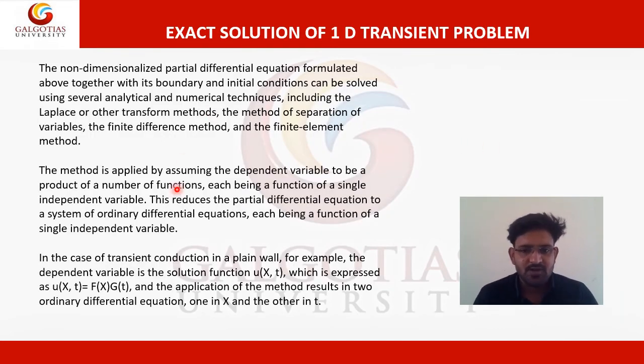The exact solution of the 1D transient problem. The non-dimensionalized partial differential equation formulated with its boundary and initial conditions can be solved using several analytical and numerical techniques, including the Laplace or other transform methods, the method of separation of variables, the finite difference method, and the finite element method. So all these methods are used to solve the 1D transient problem.